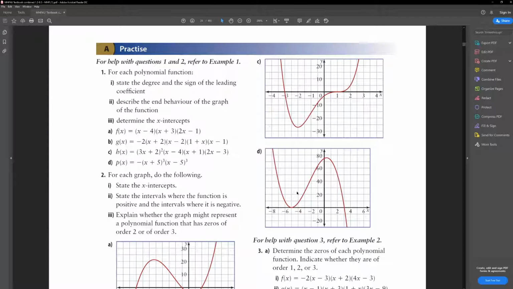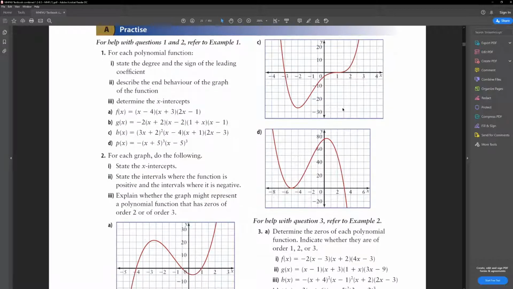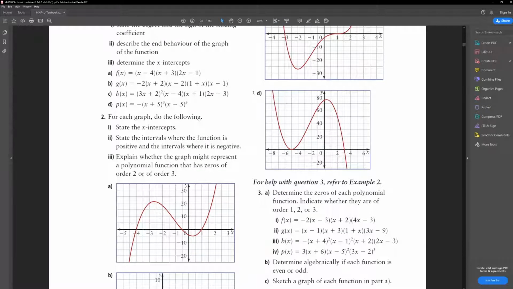C. X-intercepts, negative 3 and 1. It is positive when it is less than negative 3 and when it is greater than 1. And between negative 3 and 1 it is negative. This is straight through, so that's not an order 2 or order 3. This is a squiggle, so it could have an order 3 at 1. Sorry if it's a little bit too fast.